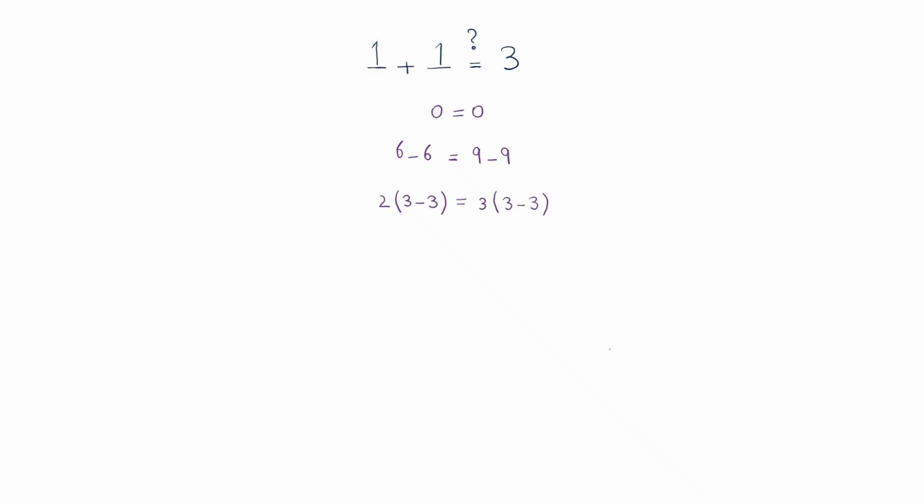But in this part, they do something wrong. You cannot cancel 3 minus 3 and 3 minus 3 to get 2 equals 3. And then they want to write it as 1 plus 1 equals 3. But it is wrong. Let me explain why.